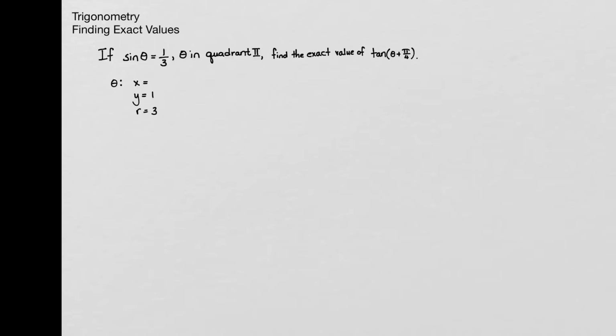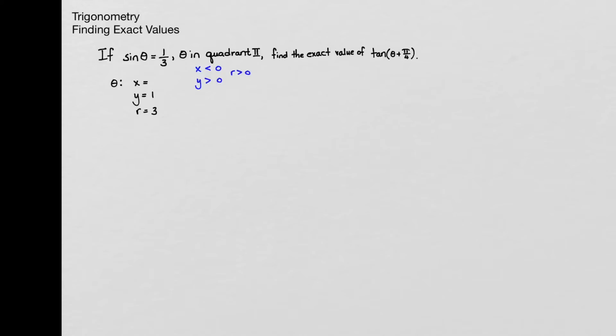And I have to double check to make sure that I'm doing the right thing here, because we know that theta is in quadrant 2. And we know that in quadrant 2, x is negative, y is positive, and we know that r is always positive. That doesn't really depend on quadrant. So y is positive 1, and that's good. So now I'll just find x.